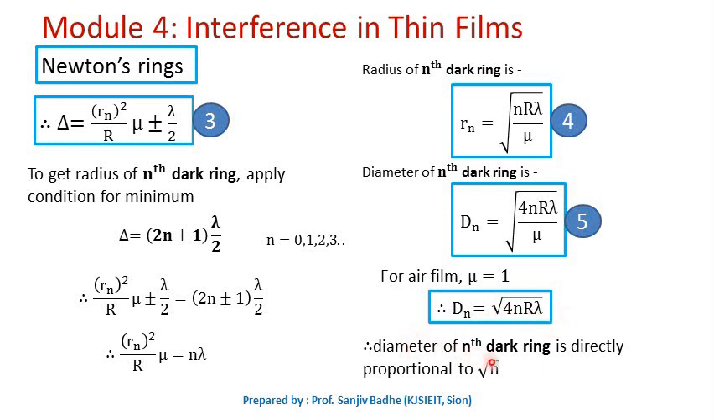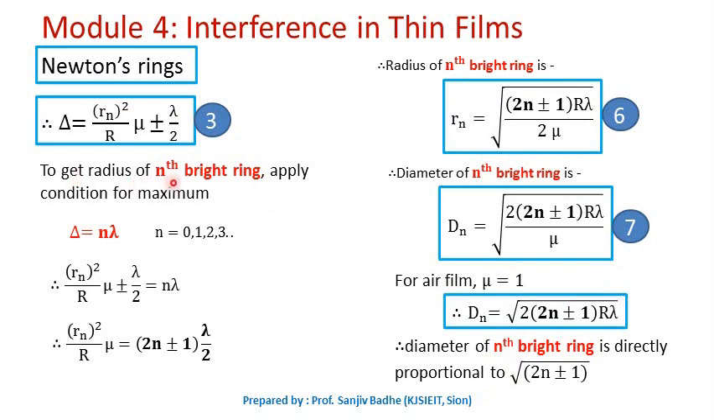So looking at this relation, we can say the diameter of nth dark ring is directly proportional to square root of n. So this is one important relation: diameter of nth dark ring is directly proportional to square root of n.